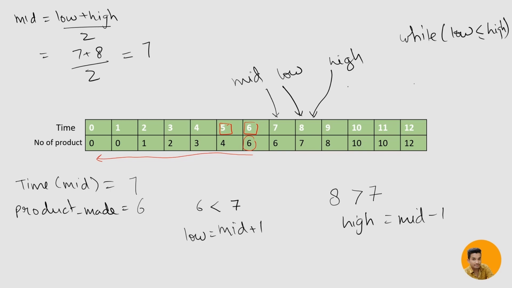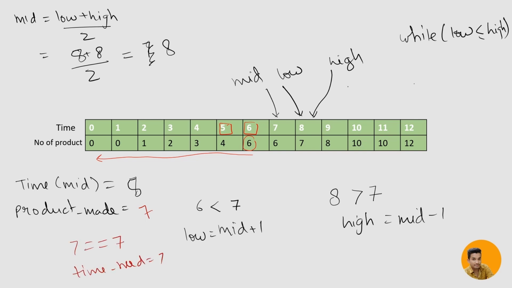So now what would be our mid in this case? Mid would be 8. So this would be 8. Now mid is 8. The products you can make is 7. And this is what we want. 7 is equal to 7. So time needed would be 7.